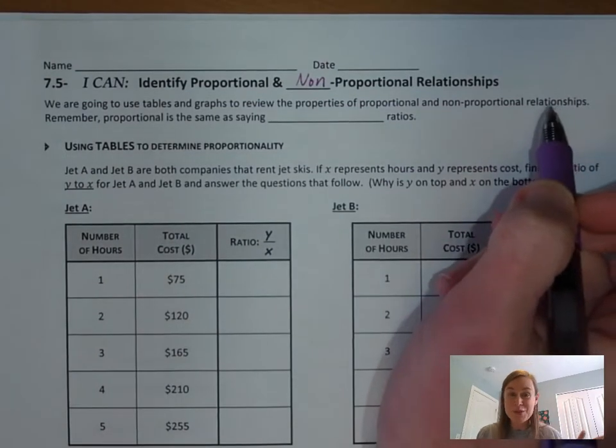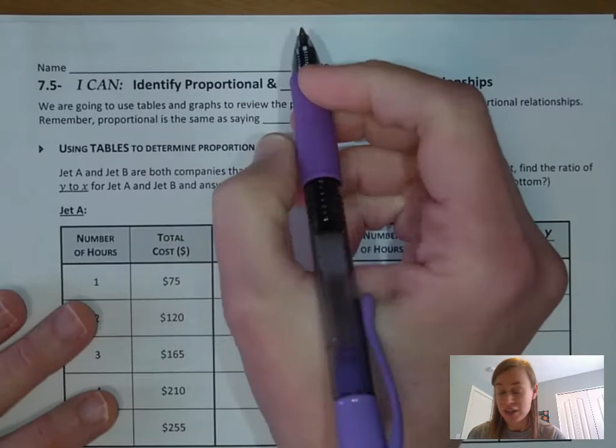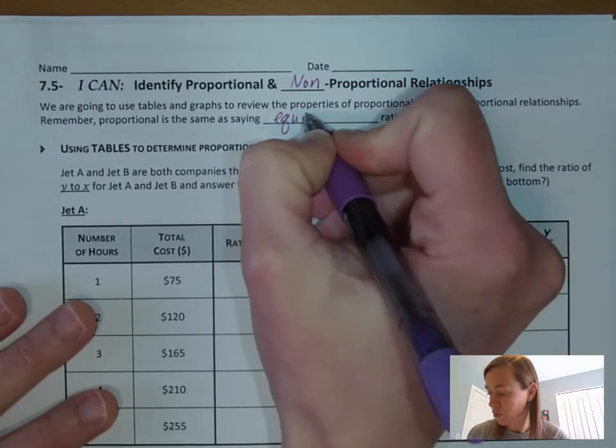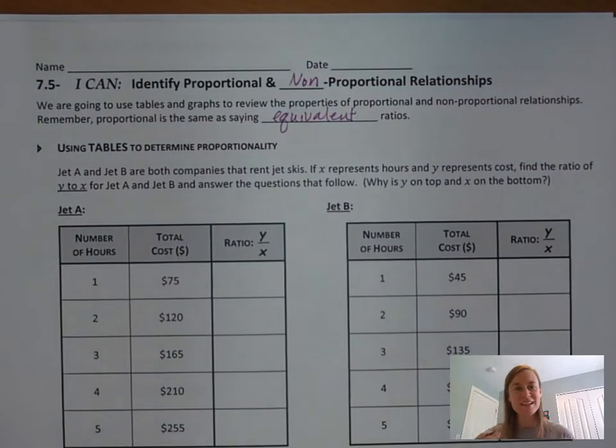So what does proportional mean? Remember, proportional is the same as saying equivalent ratios. Equivalent goes in that blank right there. All right, so let's go ahead and take a look at some tables.